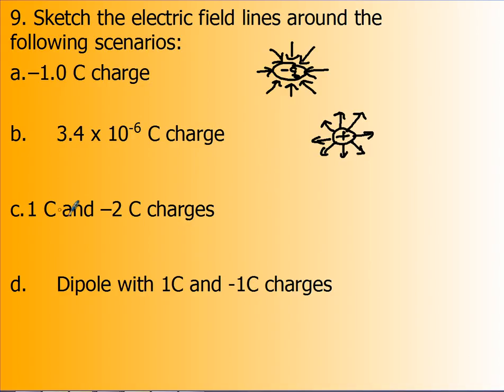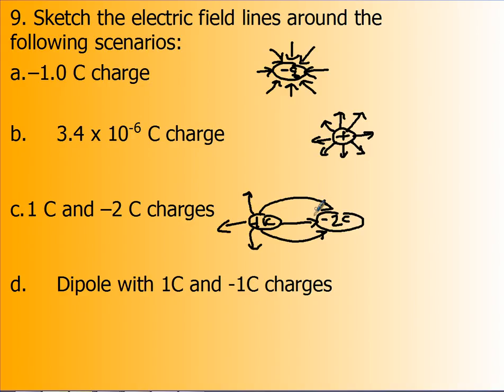Now, a 1 C and a negative 2 C, this one is positive 1, negative 2 C. This one's got to have twice as many lines. It goes from positive to negative. So I'm going to do this right here. Positive to negative.